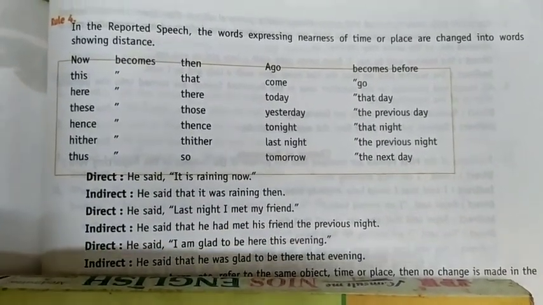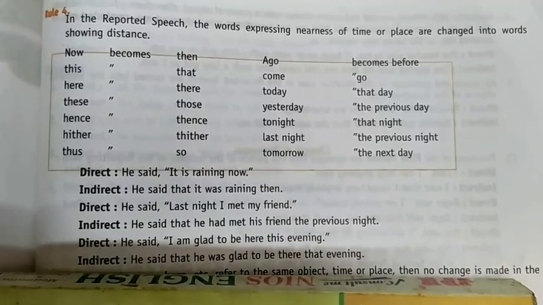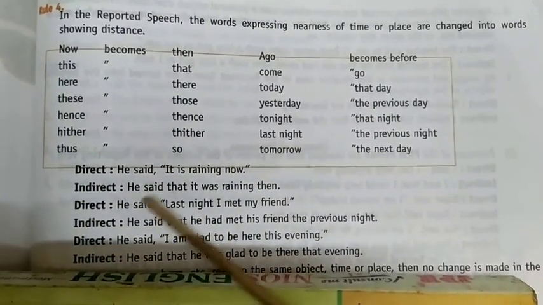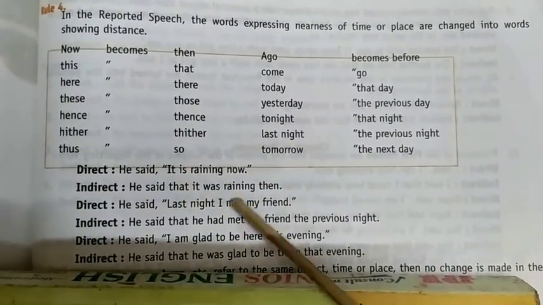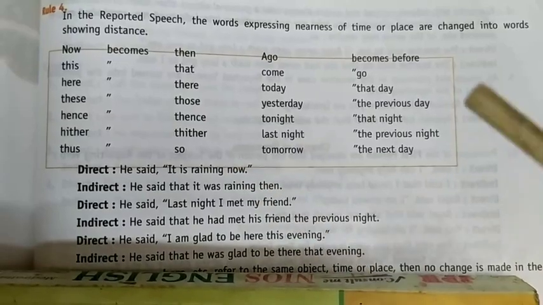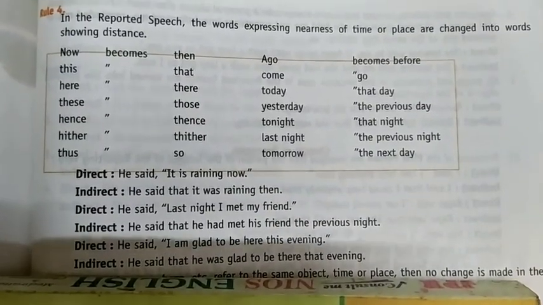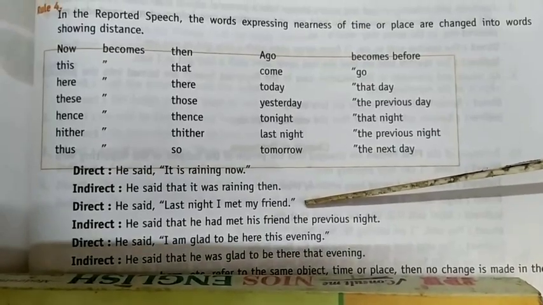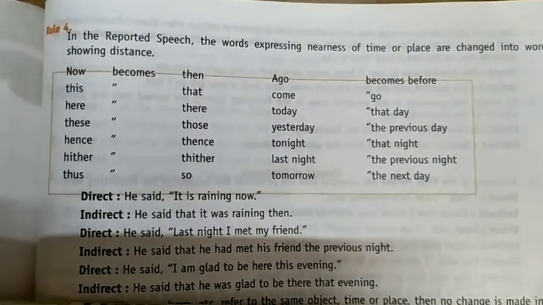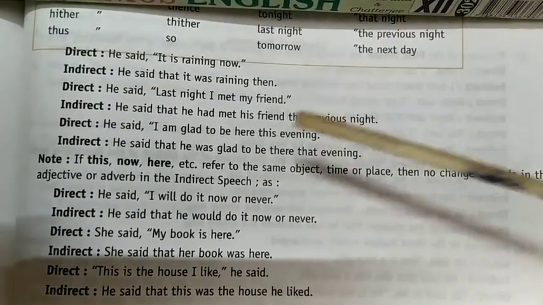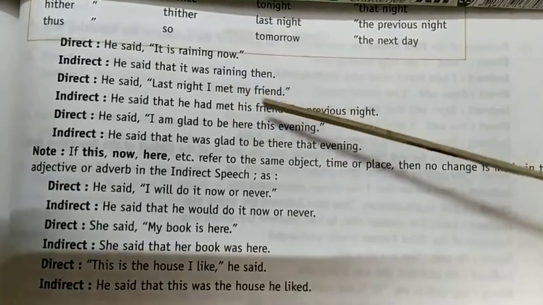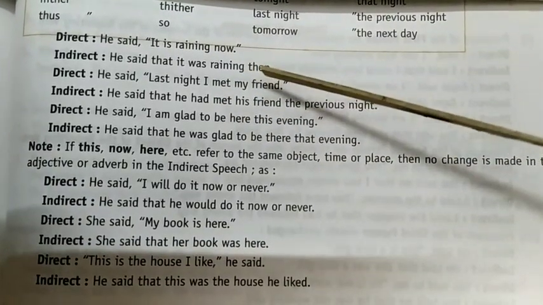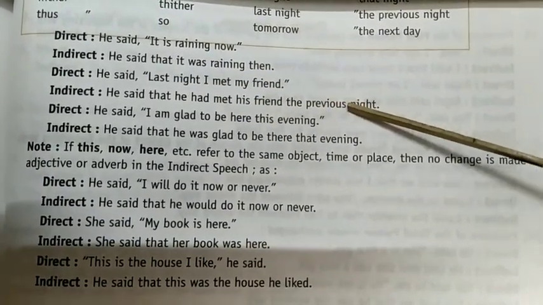Let us see the example. He said it is raining now. In indirect, he said that it was raining then. Now is converted into then. Second, he said last night I met my friend. Indirect, he said that he had met his friend the previous night. So last night is the previous night.